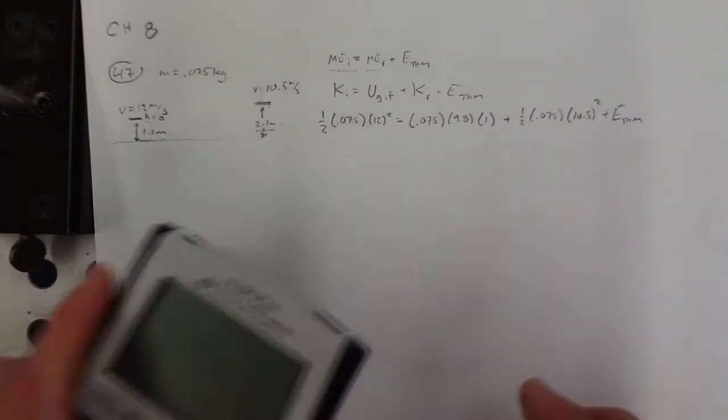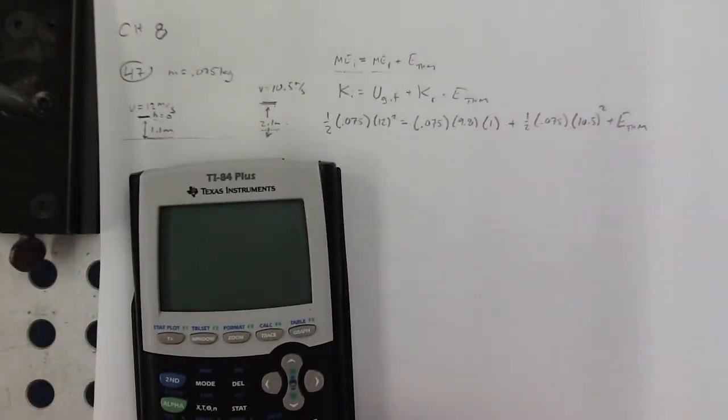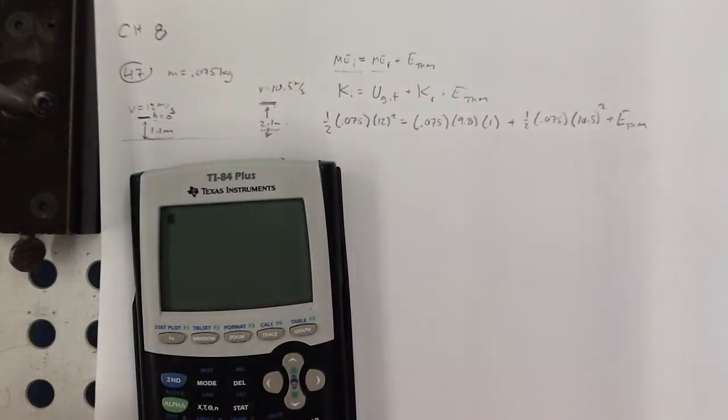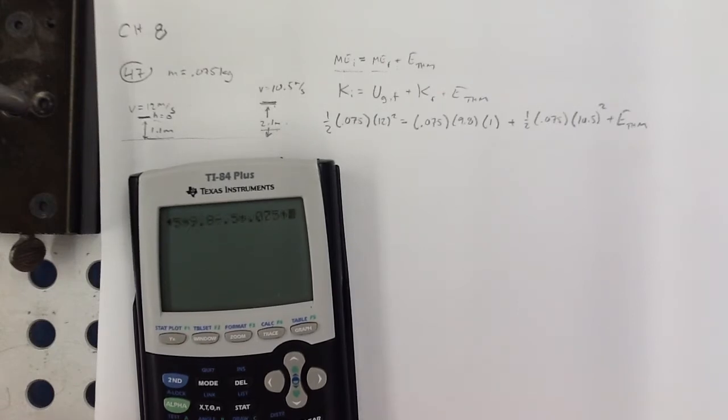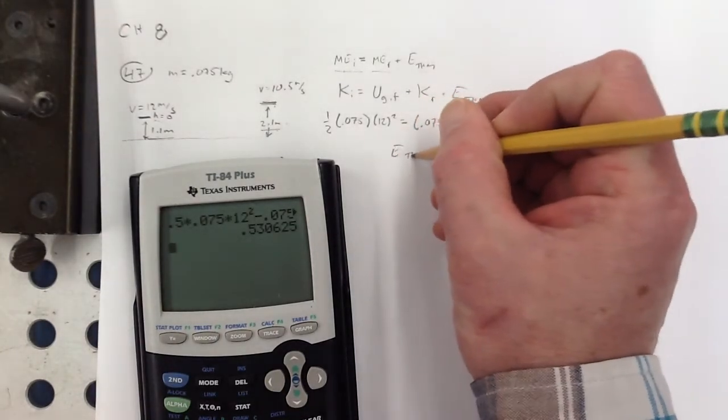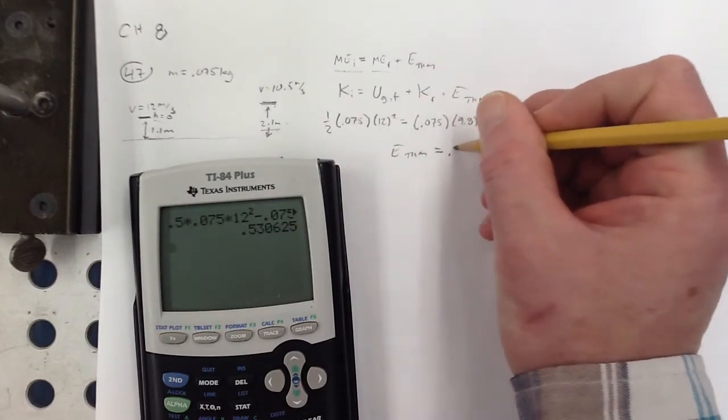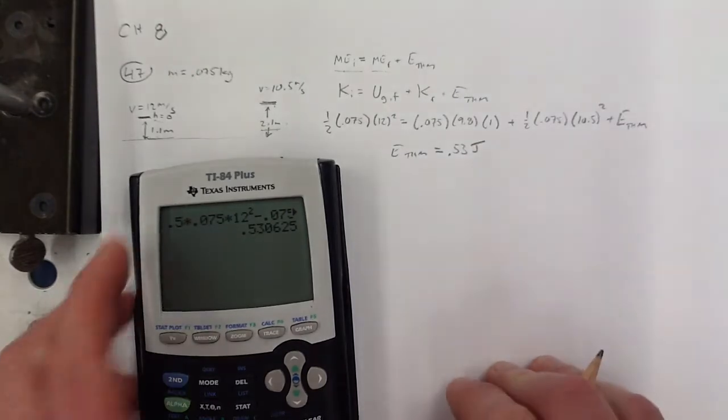So time to calculator. So I've got this 1/2 times 0.075 times 12 squared minus 0.075 times 9.8 minus 0.5 times 0.075 times 10.5 squared. So the energy lost there is 0.53 joules.